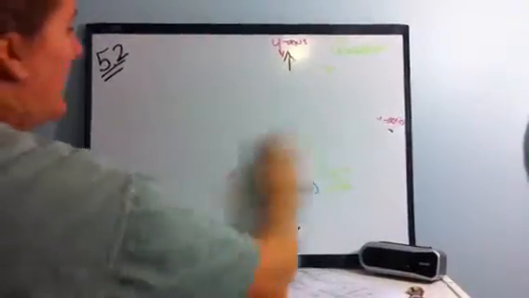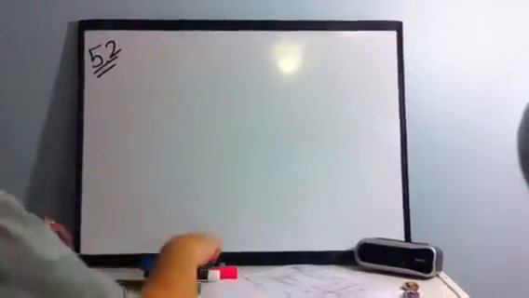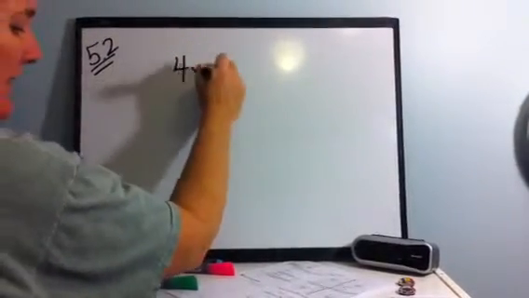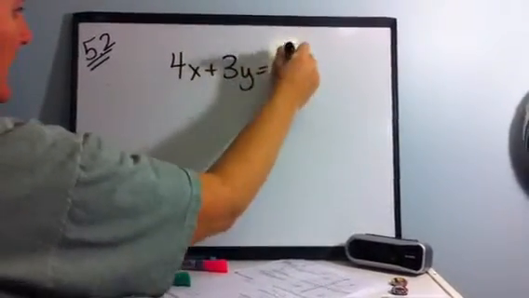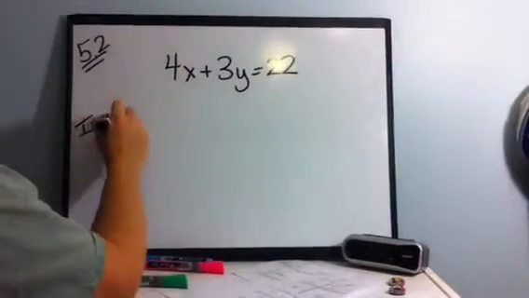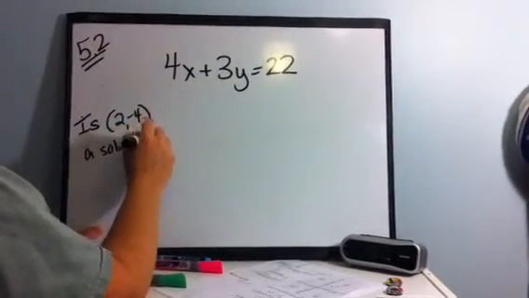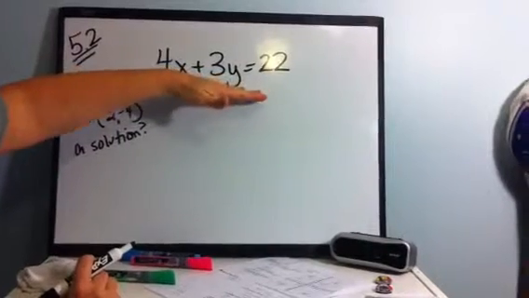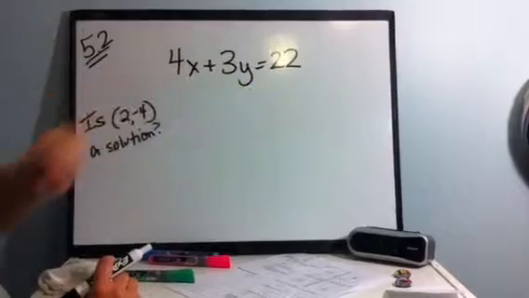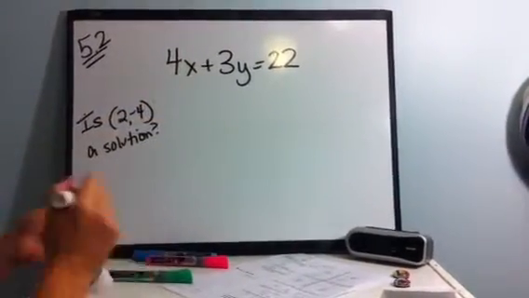Alright, so real quickly, let me erase. I want to show you one other idea in 5.2, and then you're going to be on your own. So now you may be faced with a linear equation like 4x plus 3y equals 22. And the question may ask, is the point 2, -4 a solution? So what that's saying is, if you could graph this linear equation, which in a week you'll be able to just look at this and graph it, if you could graph it, would this point, 2, -4, be on that graph? Would it be on that line?